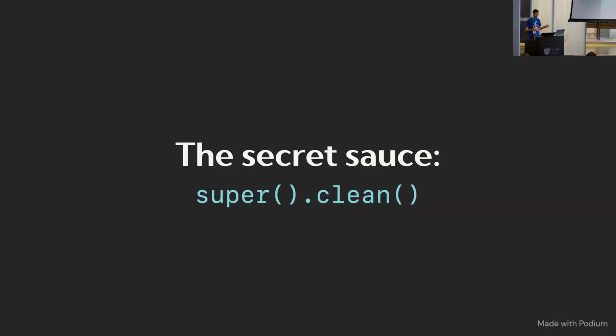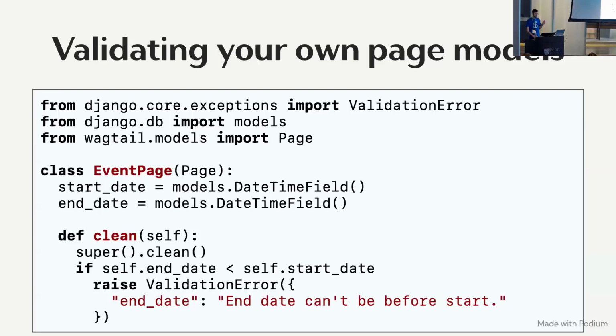So when Wagtail's page.clean calls super().clean, it's invoking the clean method of its parent class. In this way, it ensures that we're not missing out on any validation done by that parent class when we override the clean method for page. And you can continue this cleaning chain on your own models that inherit from Wagtail's page model.